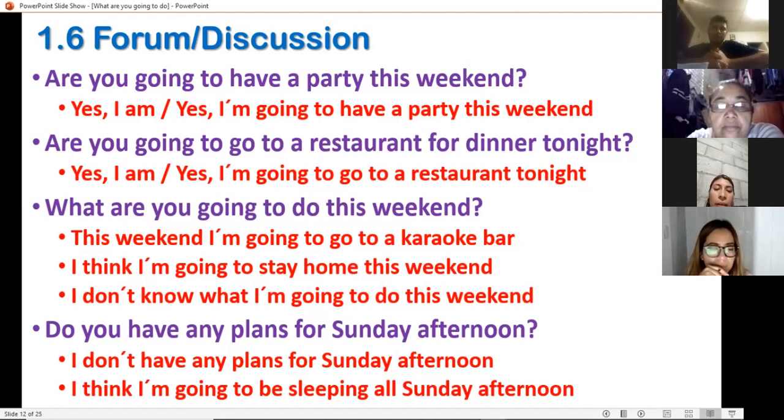Vamos a la respuesta 1. I don't have any plans for Sunday afternoon. Vamos a la respuesta 2. I think I'm going to be sleeping all Sunday afternoon. Good. Any questions about this slide?